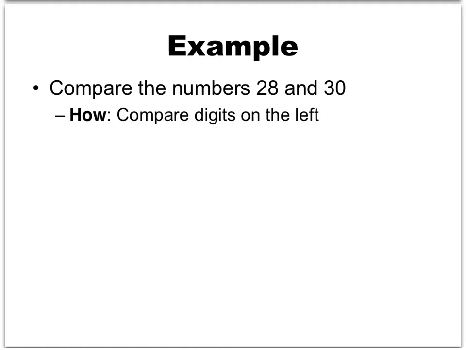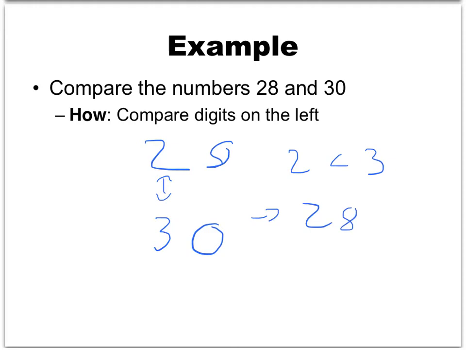Compare the numbers 28 and 30. Well, we already know how to compare numbers like this. We compare the digits on the left. So what I mean by that is we write the numbers down, 28 and 30, and we line them up so the tens digits are right on top of each other, the ones digits are right on top of each other, and then we start comparing the numbers on the left. And we see that 2 is less than 3, and so that means that the number 28 is less than the number 30. Okay. So that's how we compare the numbers.